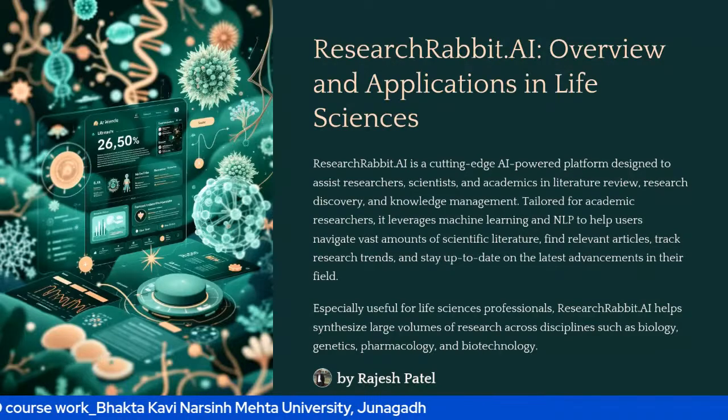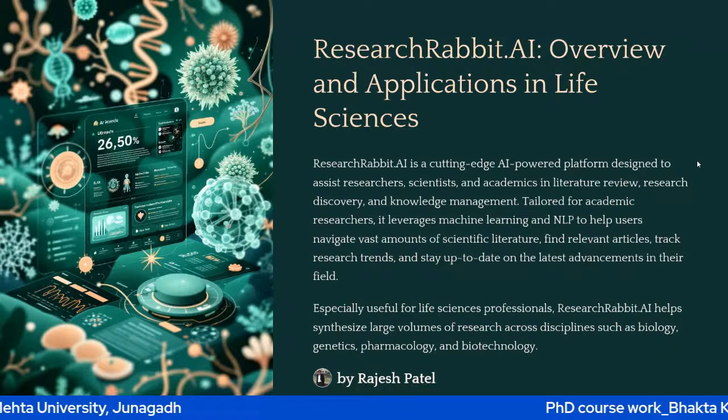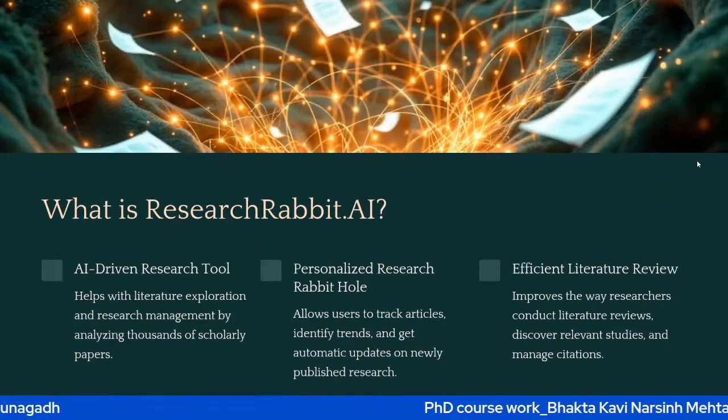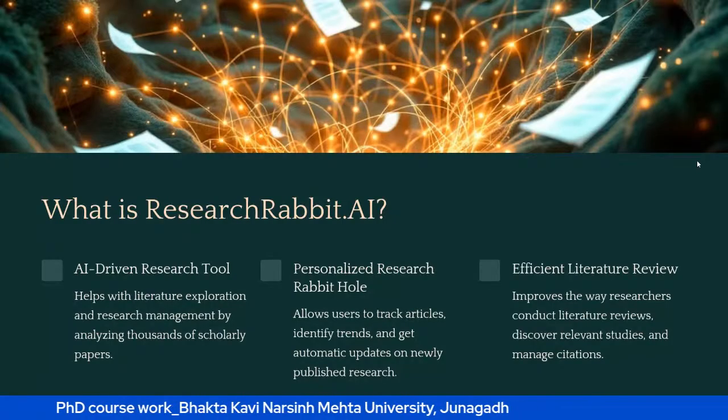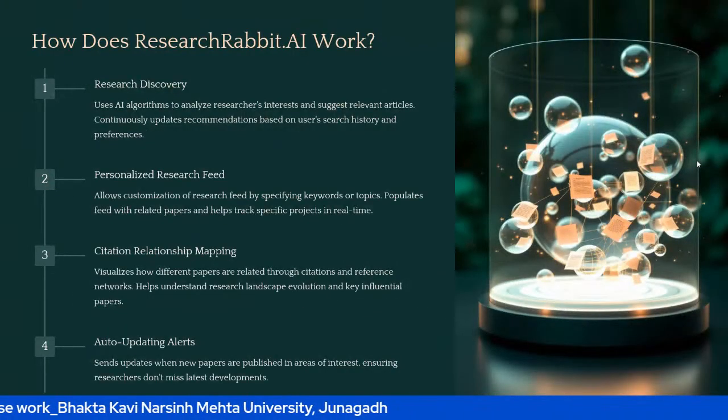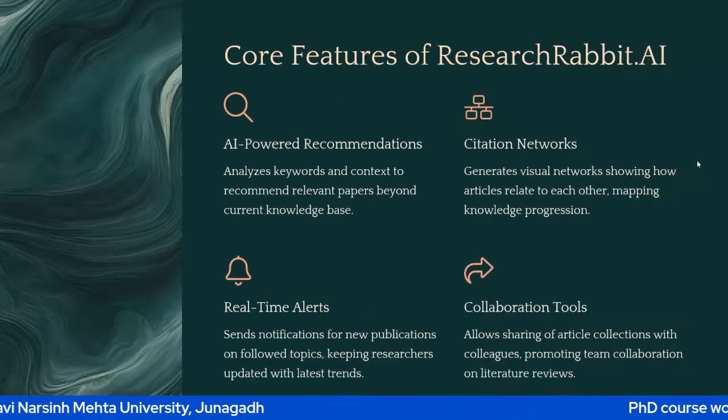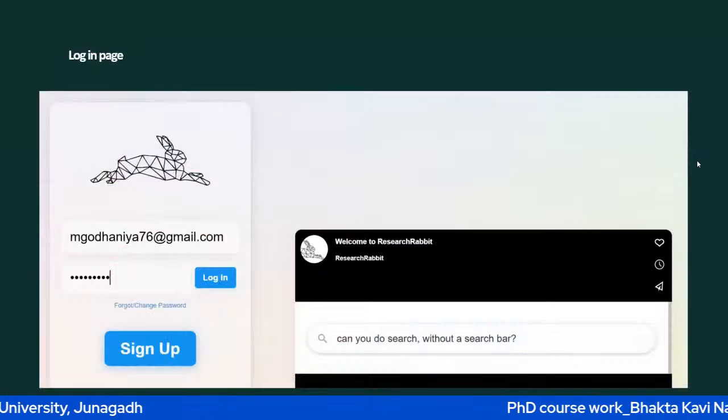So the first example we are doing is known as Research Rabbit. Research Rabbit is an AI-powered tool that can be utilized for personalized research, and it is quite efficient in literature search. How does it work? It works in this mode. We'll take a screenshot of that one.